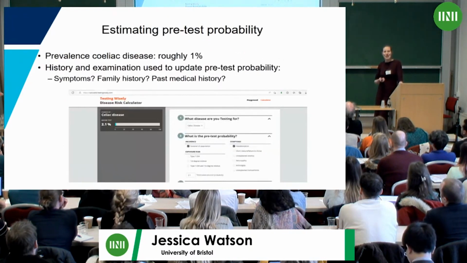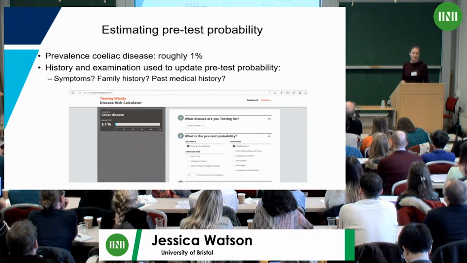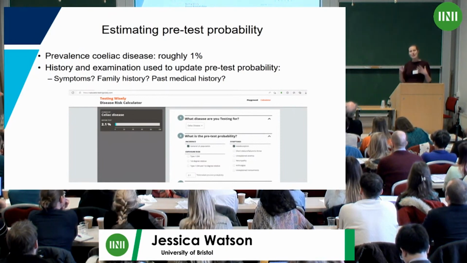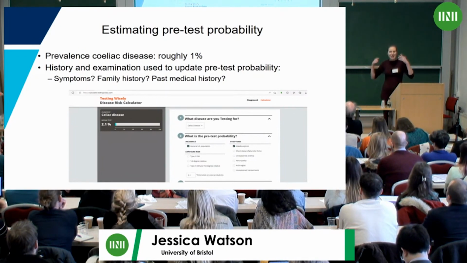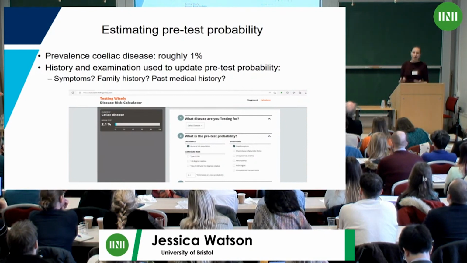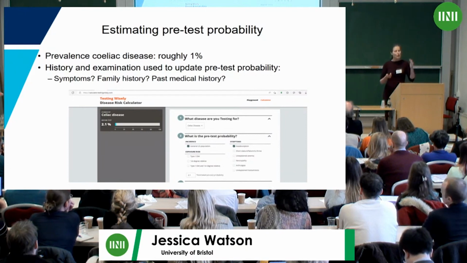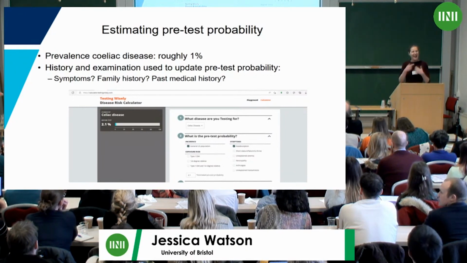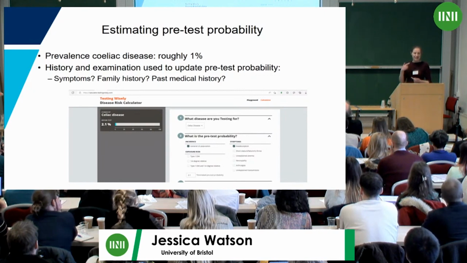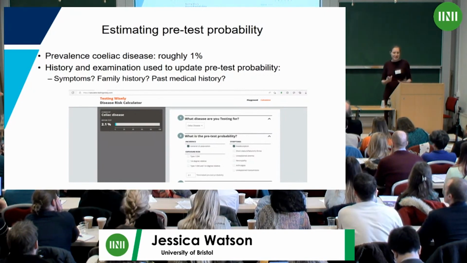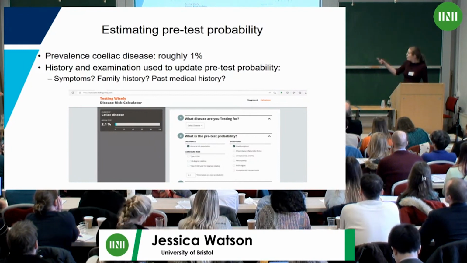So how do we do that in clinical practice? How do GPs estimate this pre-test probability? Well, we probably don't think of it as estimating a mathematical formula like this, but it's the core teaching of medical school. We take a history, we examine the patient, we find out about symptoms, how strongly are they suggestive of celiac, is there a family history, has she got a past history of associated conditions, and there are tools as well to use.